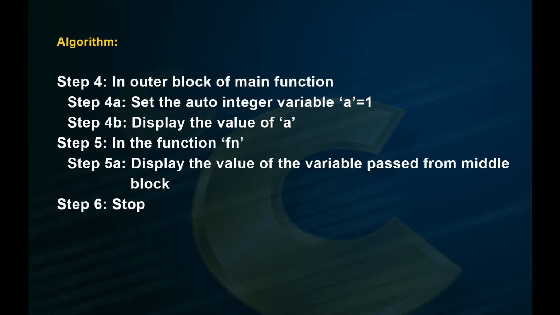Step 4, in outer block of main function: step 4a, set the auto integer variable a equal to 1. Step 4b, display the value of a. Step 5, in the function fn: step 5a, display the value of the variable passed from the middle block. Step 6, stop. Let us now implement the C program and examine the output of this program.